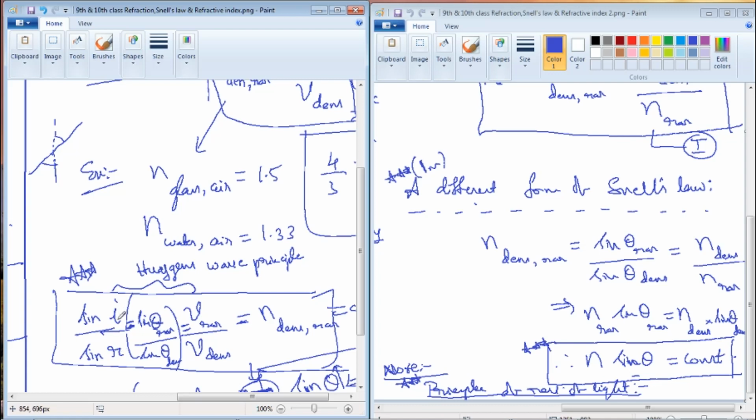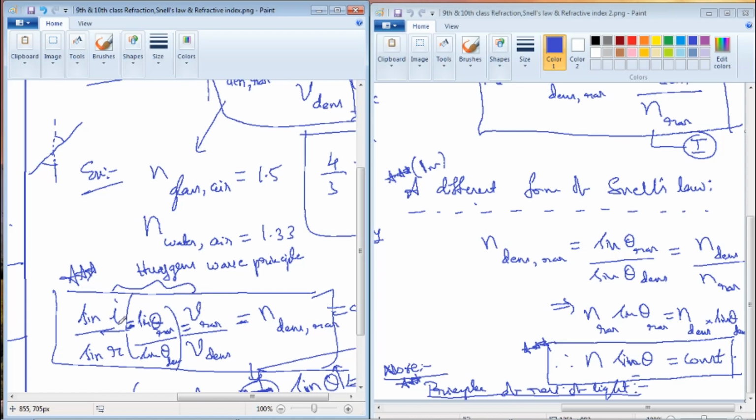But now they can't be called angle of incidence and angle of refraction, because when light goes from denser to rarer, the denser medium is the first medium. So this should be the angle of incidence and this should be the angle of refraction. That's the meaning of I and R here. The meanings are definitely changing, but the symbols are not changing.